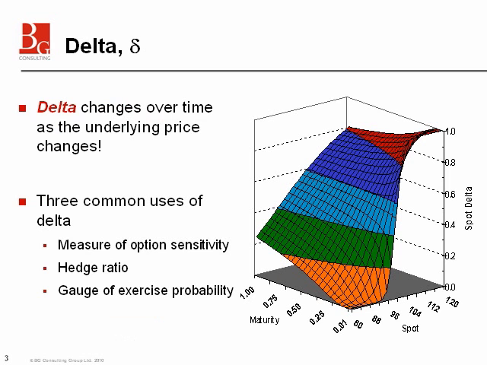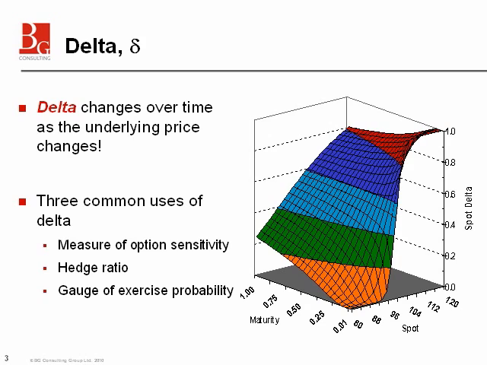There are three common uses of delta. First, the measure of option sensitivity. Second, delta is a gauge of the probability of exercise. And third, as already discussed, delta is a hedge ratio for creating a riskless portfolio. Deltas are commonly quoted as a percentage of the total exposure, for example the number of shares represented by an option contract, and will be a number between 0 and 1 for a call and 0 and -1 for a put.